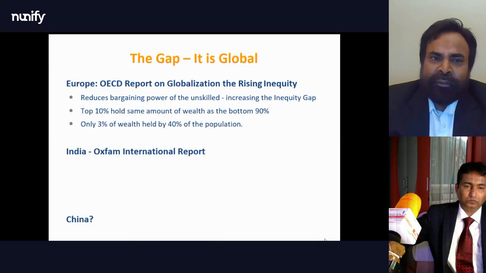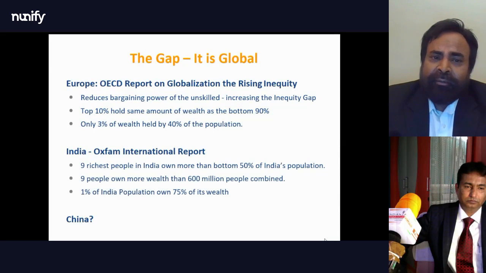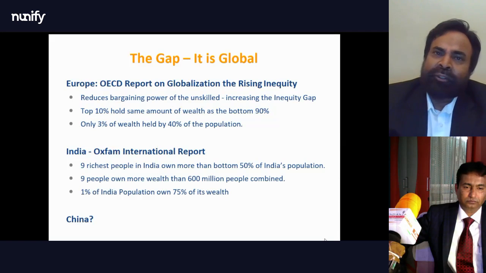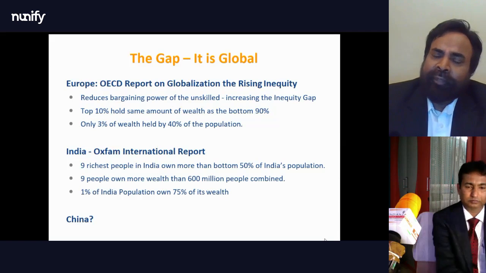Big gap in Europe, right? Top 10% of the wealth is concentrated, 90% in the top 10% over there, which is not very good. And even in India, the 9 richest people own more than the bottom 50%, or 9 people own more wealth than 600 million people combined. 1% of the Indian population owns 75% of its wealth. That's also not a very good phenomenon.